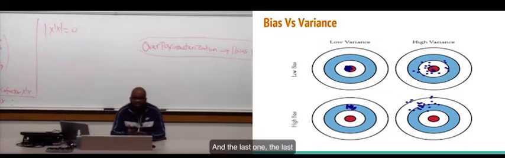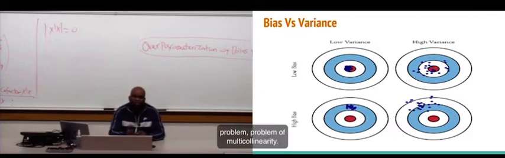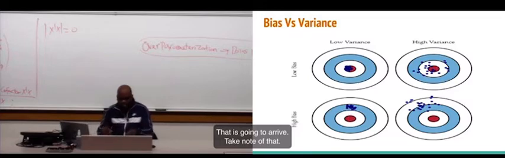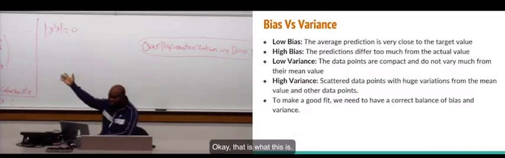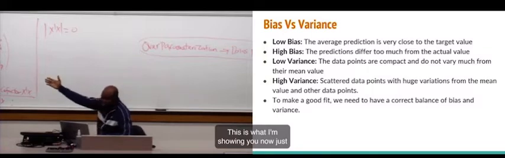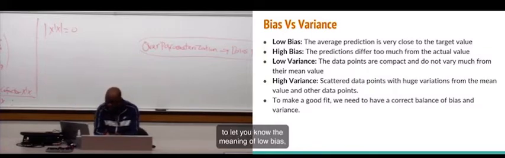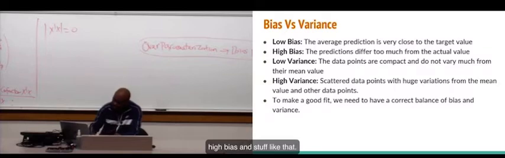And the last one, the last problem of multicollinearity, that is going to arrive. Take note of that. So this is what I'm showing you now, just to let you know the meaning of low bias, high bias, and stuff like that.